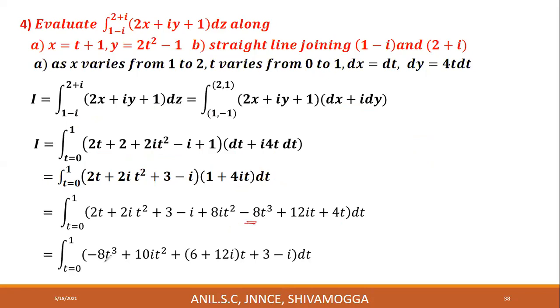Minus 8t cube. 2it square plus 8it square is 10it square. Now the t terms: t plus 4t is 6t, 6 into t is 6t, plus 12it. Here t is taken as a common factor. We get 6 plus 12i inside the brackets, plus 3 minus i as it is.